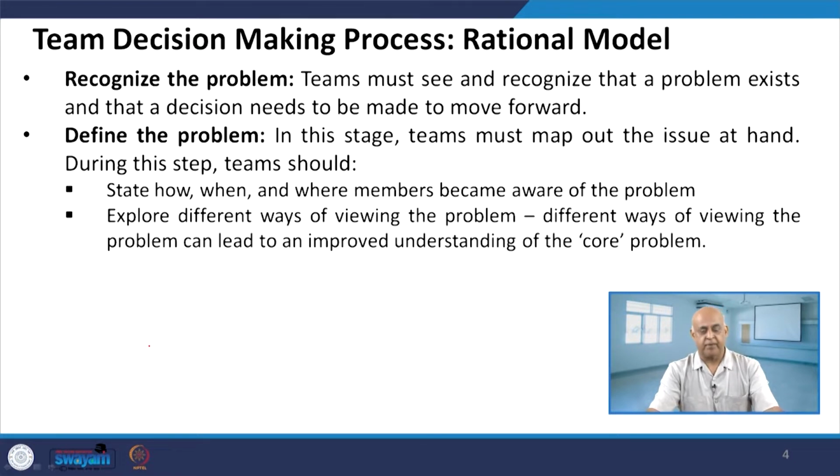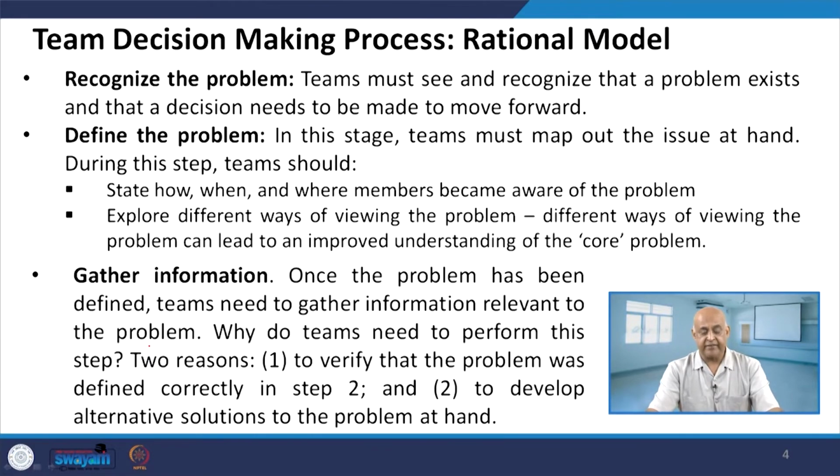Then they define the problem. In this step teams must map out the issues at hand. During this step teams should, for example, state how, when and where members became aware of the problem. So, it is about whether they have awareness of that problem or not. If they do not have the awareness of the problem, explore different ways of viewing the problem. Different ways of viewing the problem can lead to an improved understanding of the core problem, right.